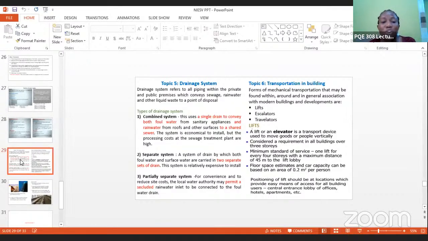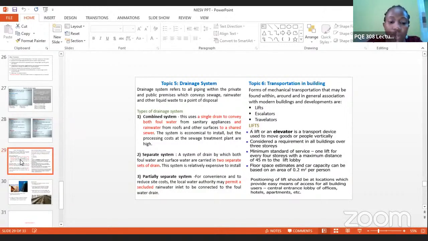So combined means you are using a single drain to convey both your foul water from the sanitary appliances and your rainwater. You are using just one single drain to convey them to a particular sewer. But for separate, you are using a separate drain for your foul water. You are using a separate drain for your rainwater. They are going differently. It's actually more expensive, just as the name implies.